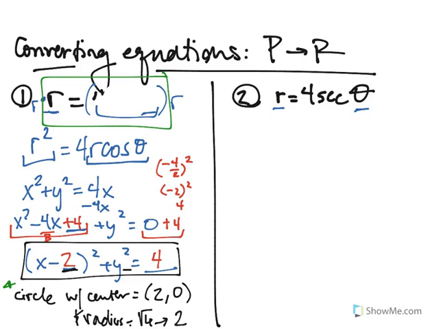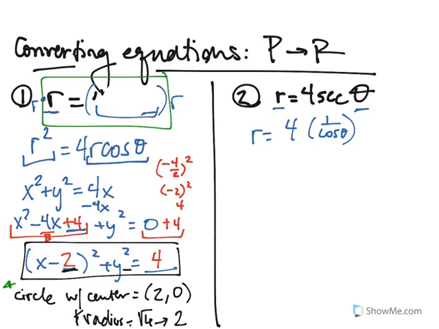I've got r equals 4 secant theta. Okay, well, if I had a cosine or sine here instead of secant, then I would immediately multiply by r on both sides to do exactly what I did on the last step. However, I don't have that. What's secant the same thing as? 1 over cosine. Okay, now I'm in terms of cosine.